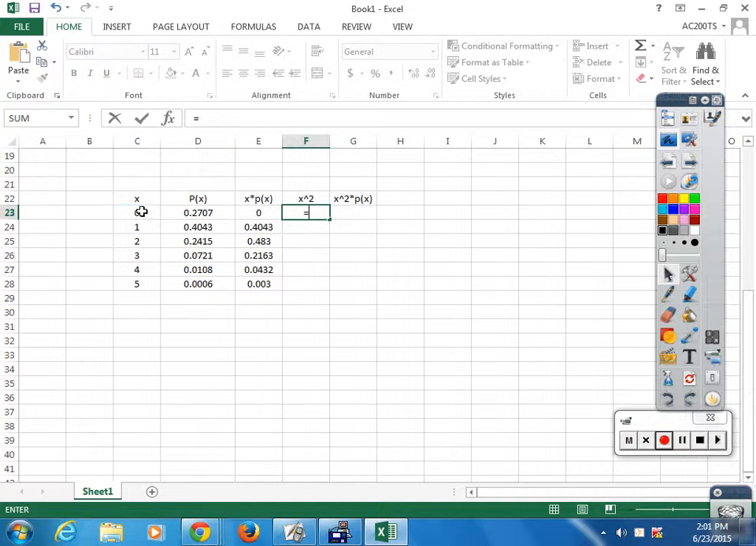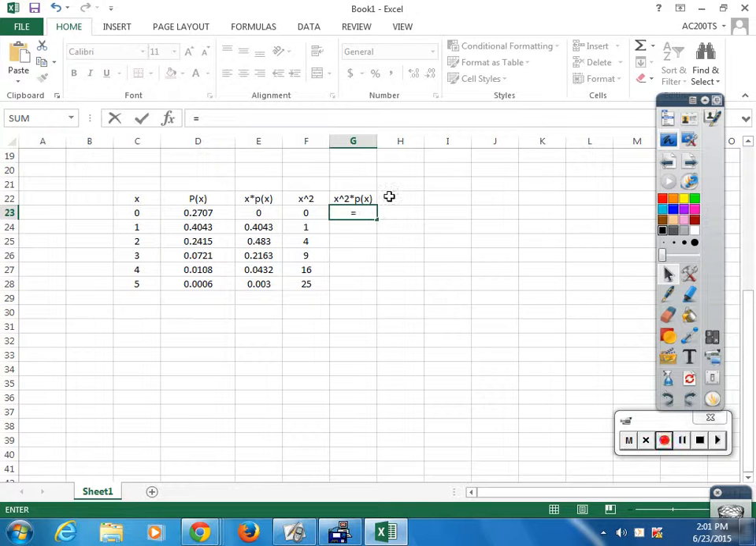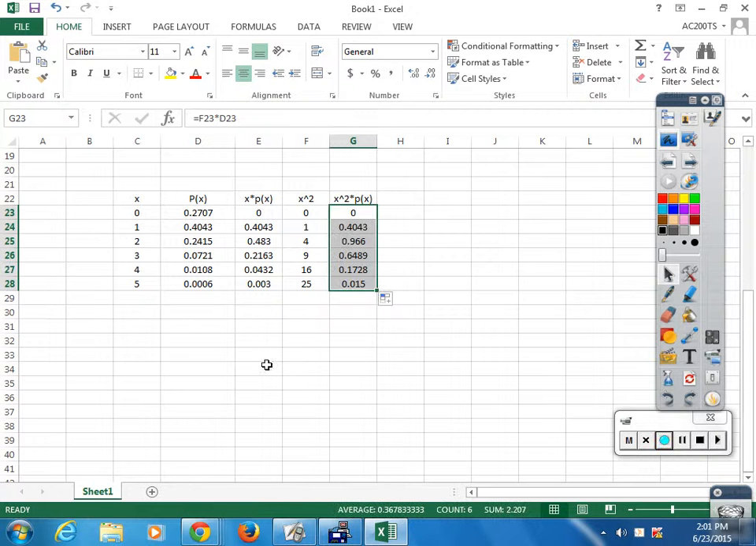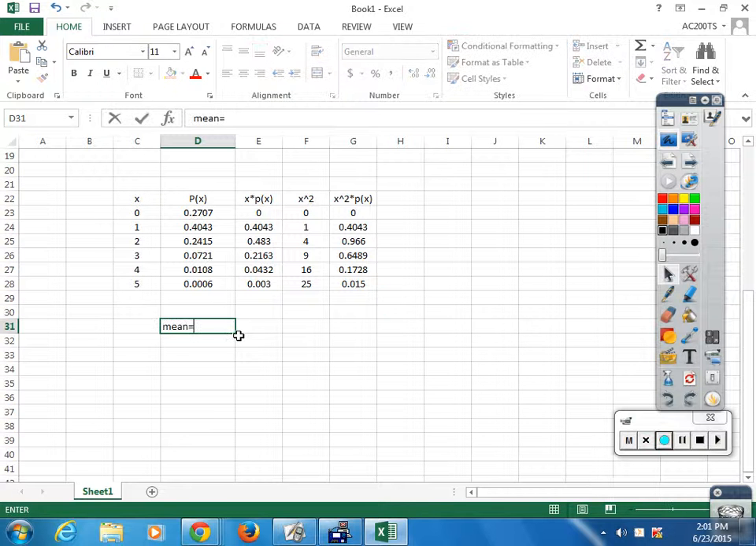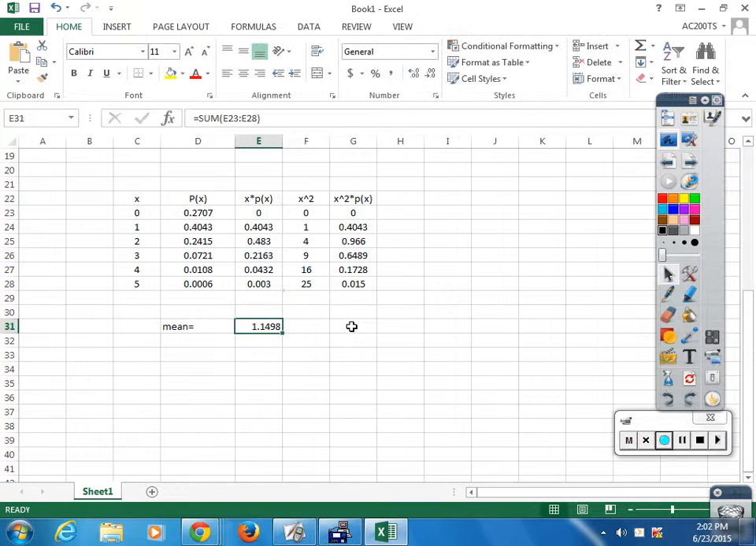And then X squared, which you could do in your head. I don't know about that. I better not say that and cover everybody. Somebody will probably mess it up. And then X squared times P of X. And then which one do we add up? The mean is what? X times P of X. And then we just add this one up.